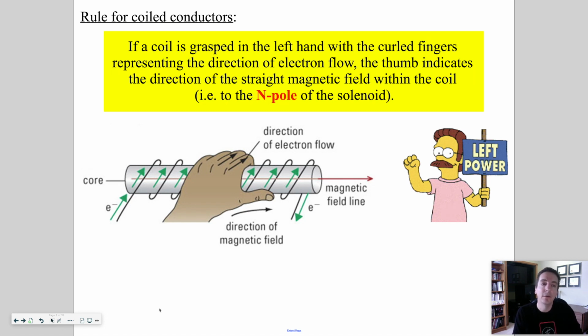So if a coil is grasped in the left hand, with the curled fingers representing the direction of electron flow, then the thumb indicates the direction of the straight magnetic field within the coil, or it points to the north pole of the solenoid. So here we've got wires wrapped around this core, and the electrons are flowing like this. They're going sort of up the front and down the back, and then up the front and down the back. So you put your fingers up the front, down the back, and notice your thumb ends up pointing to the right. That is the direction of the magnetic field line.